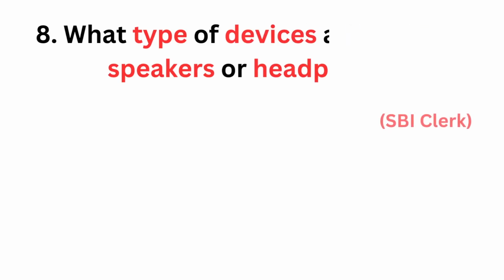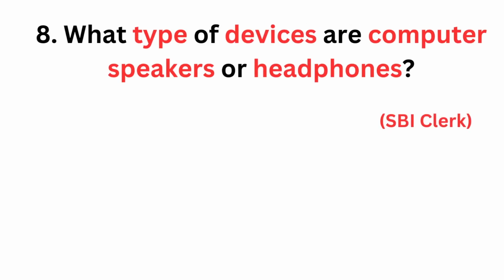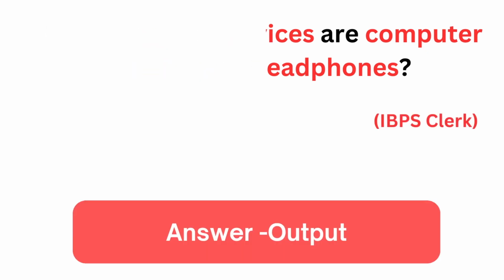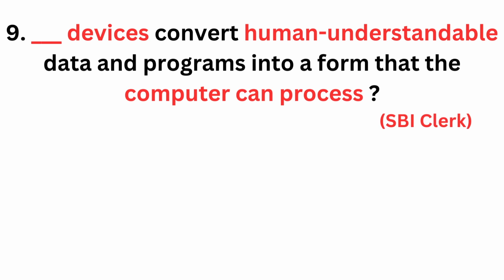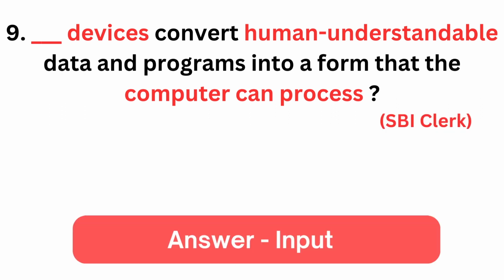An example of peripheral equipment is what? Printer. What type of devices are computers, speakers, or headphones? Output. What devices convert human understandable data and programs into a form that the computer can process? Input.